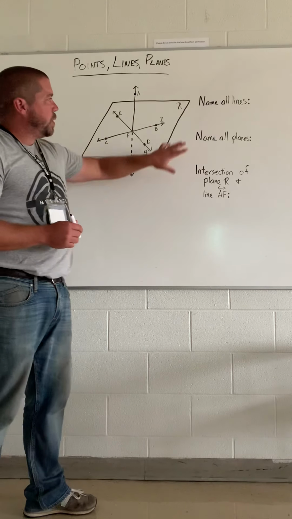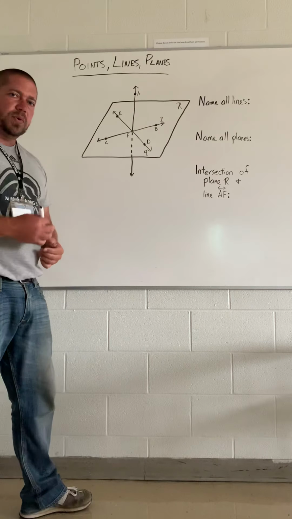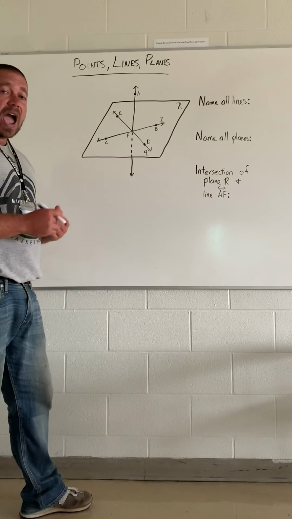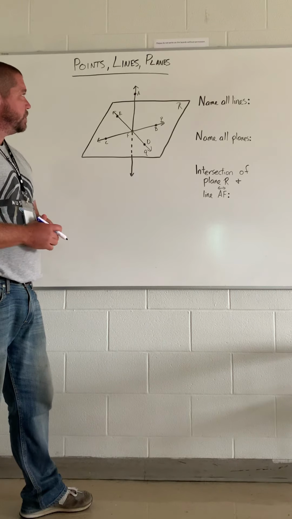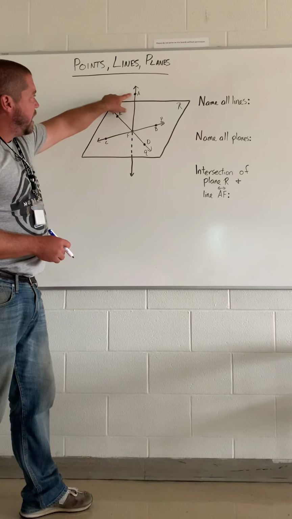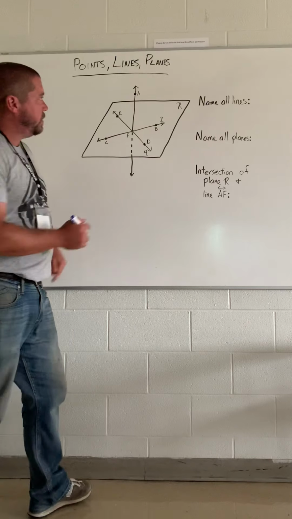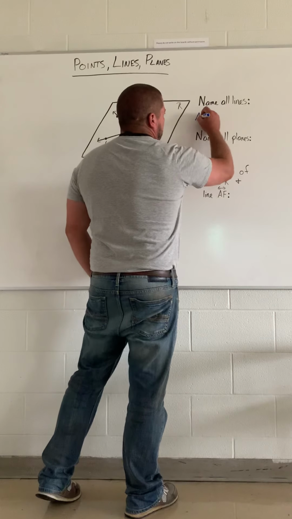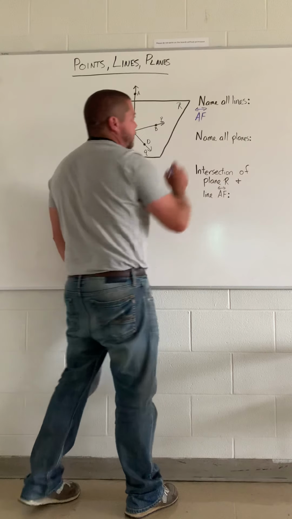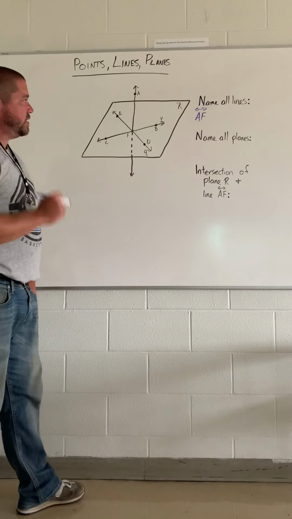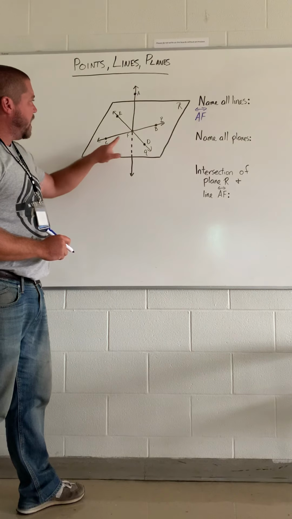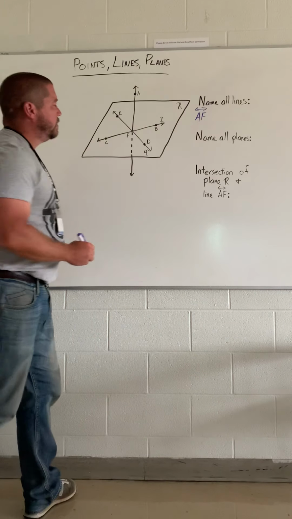All right, so we just want to go through three basic questions here to make sure we understand what we're looking at, and to make sure we also understand how to write these things down. So name all lines. Well, we've already talked about line AF. And remember, when we're naming these things, if we're naming the line, we need arrows going both ends to signify that thing goes on forever. We've got line BC.